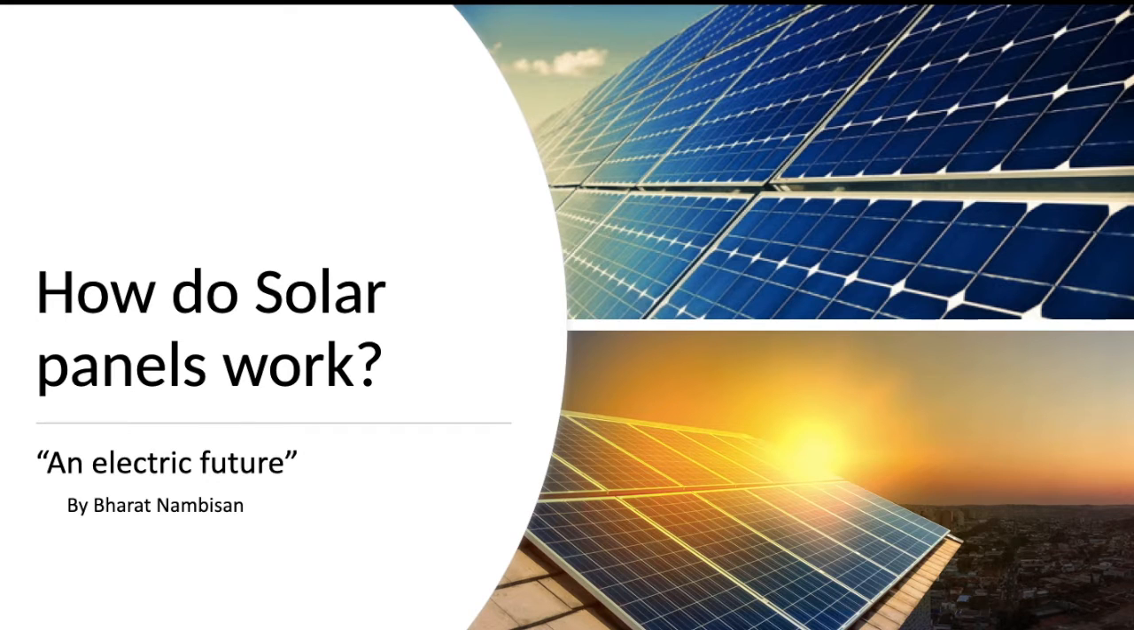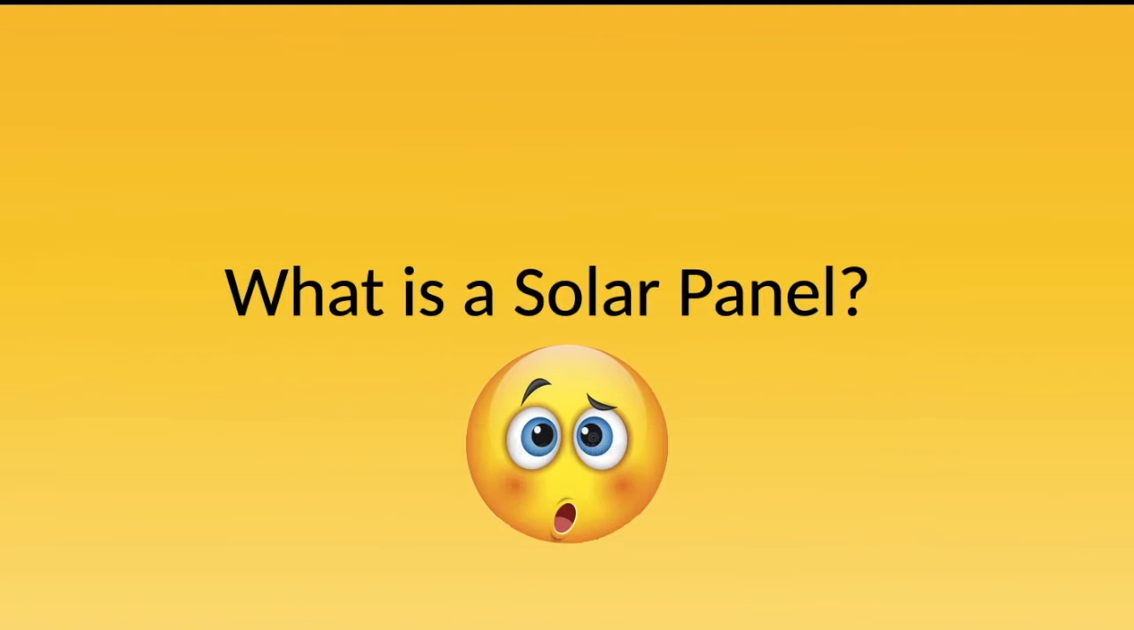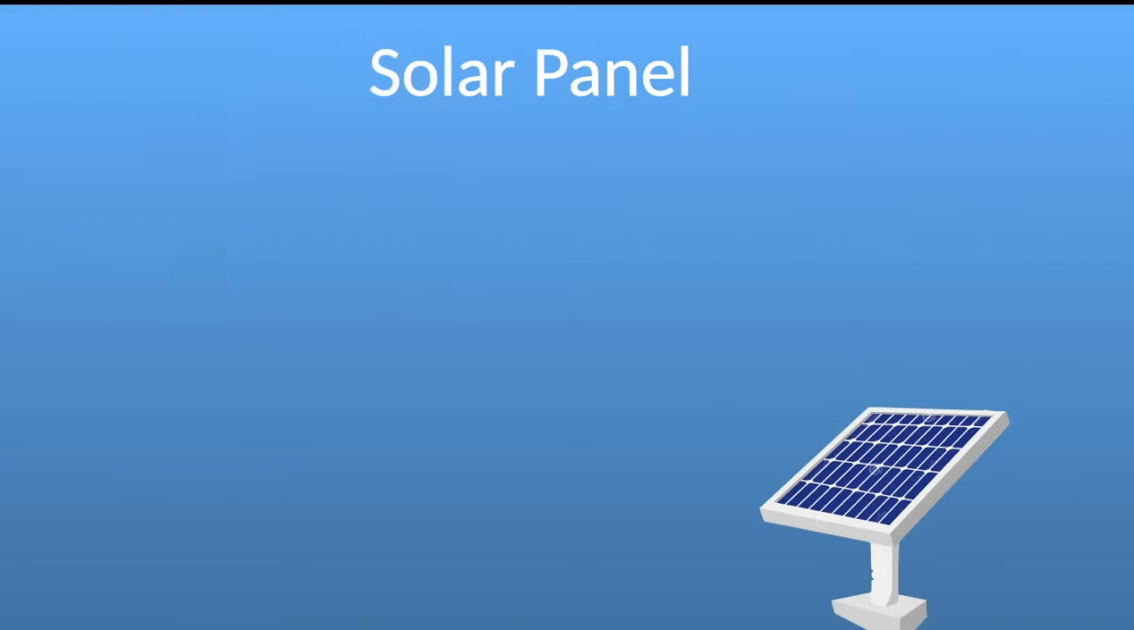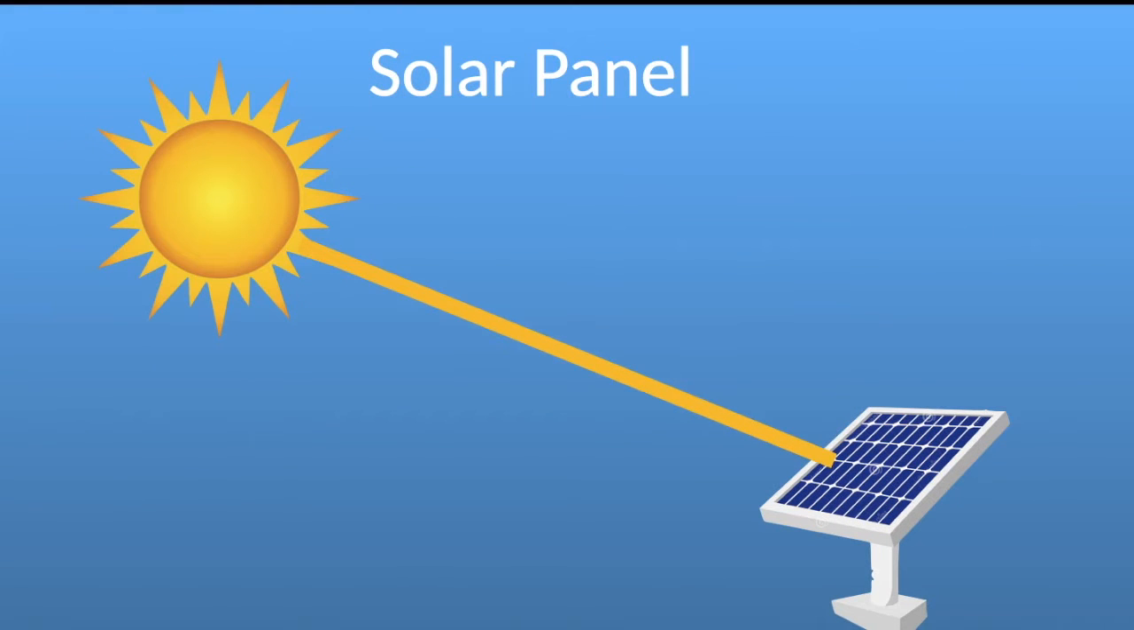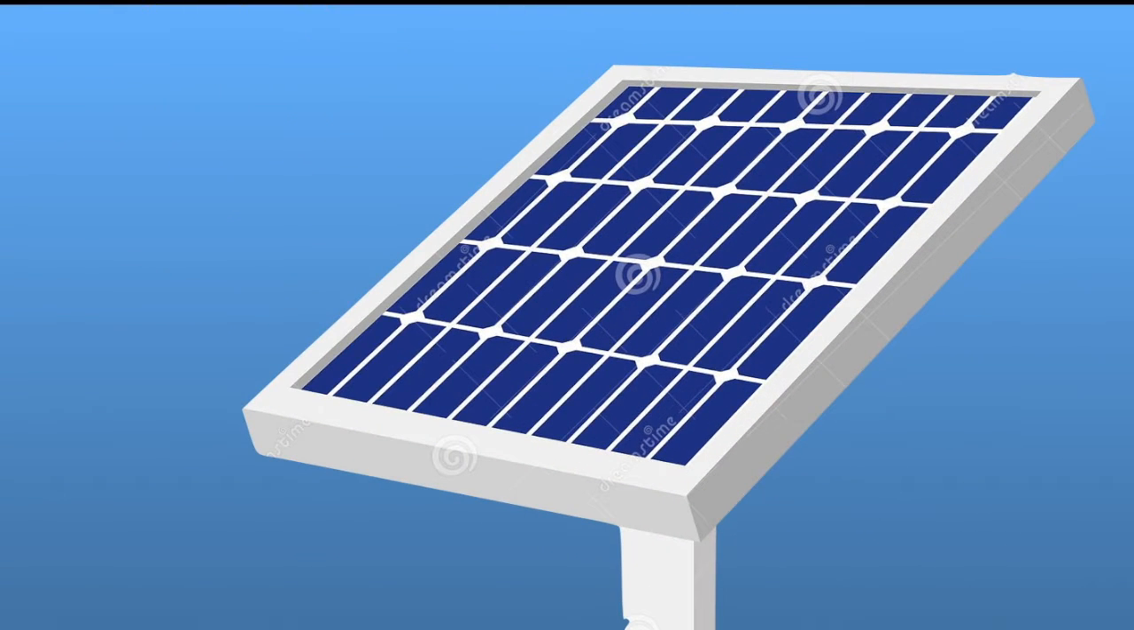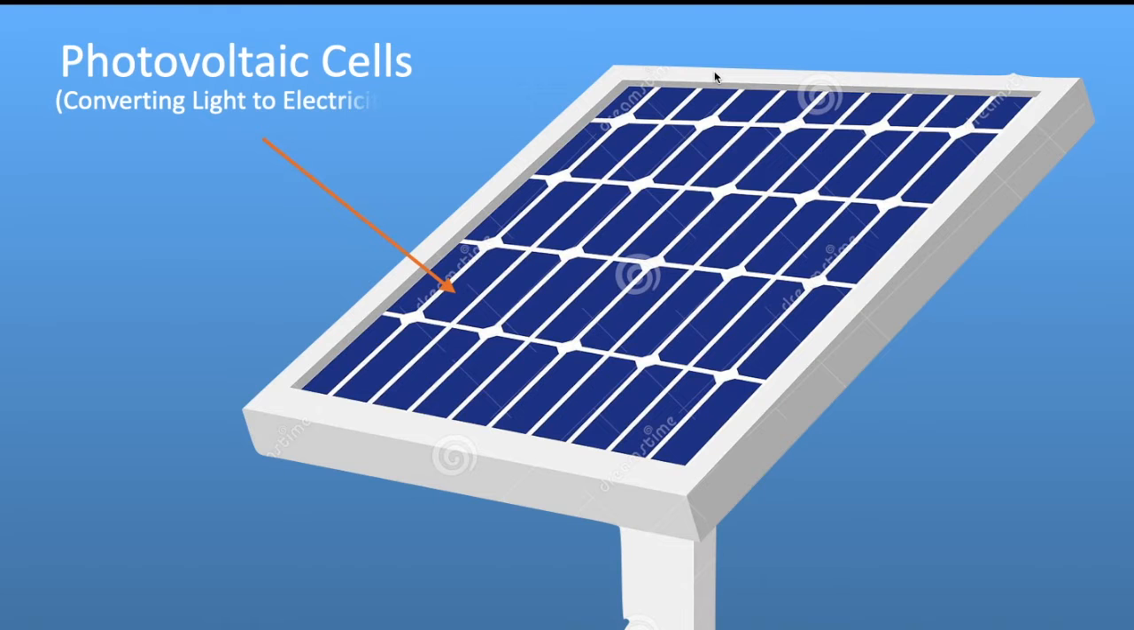Everyone, so today we'll be talking about how do solar panels work. So first, what is a solar panel? Well, a solar panel is a device that can convert sunlight into electricity. Now when we look very closely at a solar panel, we can see that we have these blue rectangles which we call photovoltaic cells. And photovoltaic means converting light to electricity.